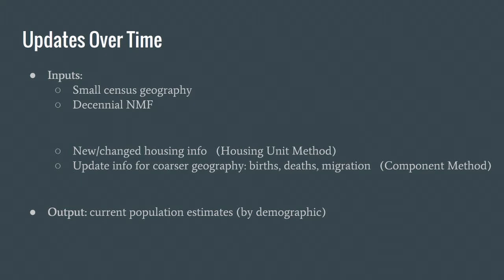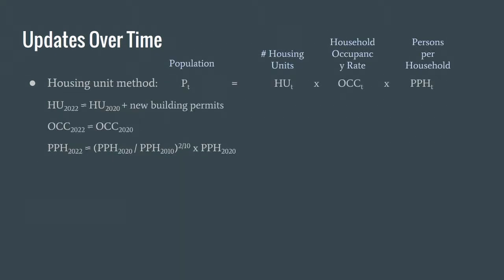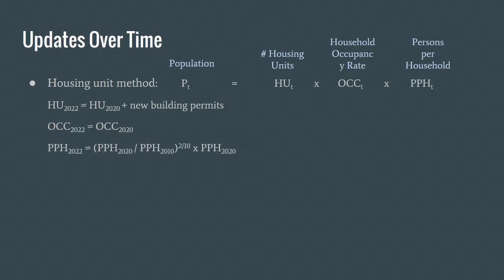Sure. Thanks, Adam. I just wanted to briefly jump in to put up a straw man for what kind of model you would possibly look at for computing these updates over time, and to see what kinds of intermediate estimates would be productive to look at. So again, as a straw man for the housing unit method, if you want to estimate the population at time t, you might express that as a product of the number of housing units at time t, times the household occupancy rate at time t, times the persons per household at time t.